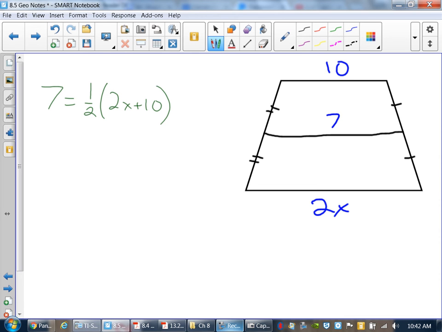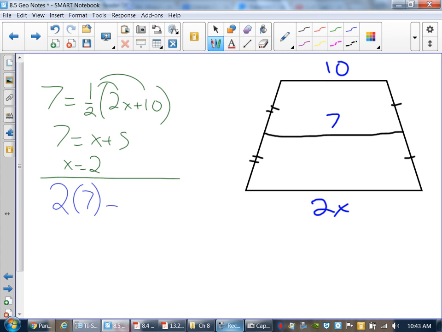What's half of 10? 5. So one way is you could have distributed the half to both parts, because it's not bad since it's just even numbers. 7 is x plus 5 and you get x equals 2. Not too bad. The other way, if you wanted to not worry about fractions right off the bat, I would say if I double my mid-segment, it will equal the sum of my bases.